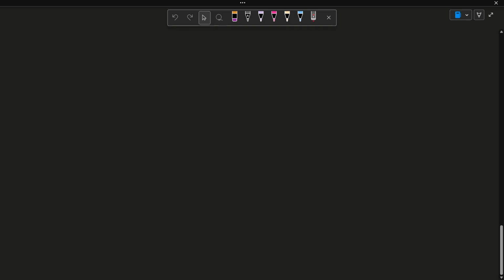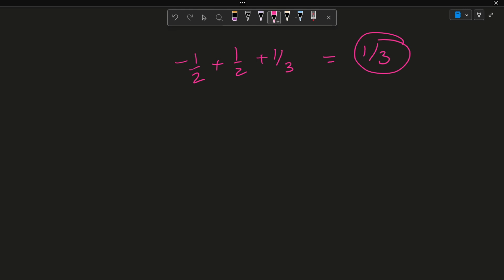Okay, so the problem we have in hand is minus 1 by 2 plus 1 by 2 plus 1 by 3, something like that. So let's assume this is our problem: minus half plus half plus 1/3, and you need to find the answer, which is 1 by 3 somehow. Now how do you proceed? I'll show you a method that we are going to use.